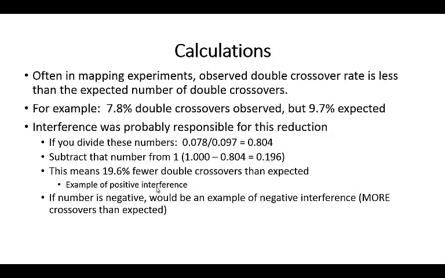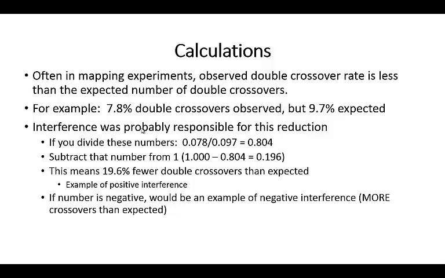You can actually calculate some of these numbers. Okay, so let's just do an example. Let's say you've got 7.8% of the offspring being a double crossover event. However, you expected a 9.7% double crossover rate. And this happens a lot. A lot of times in these mapping experiments, your actual observed double crossover rate is going to be less than the expected number of double crossovers. And because this was less than your expected, interference was probably responsible for this reduction.